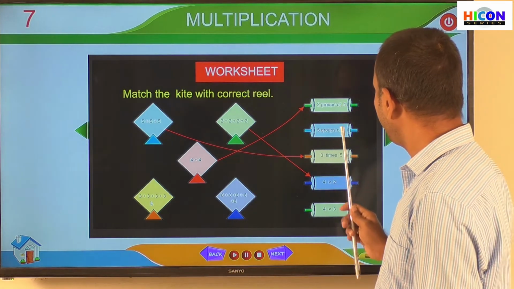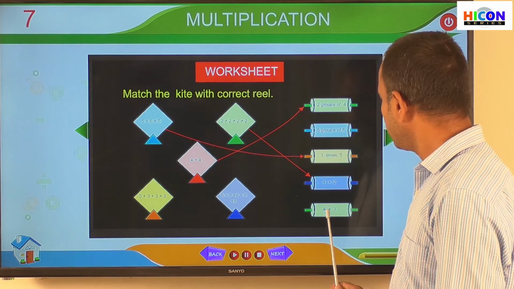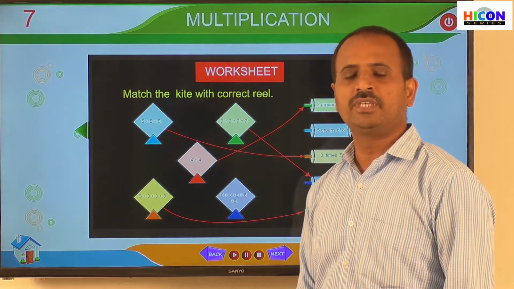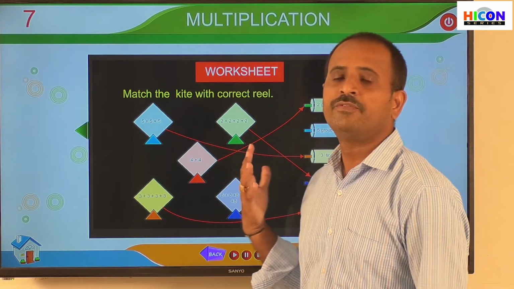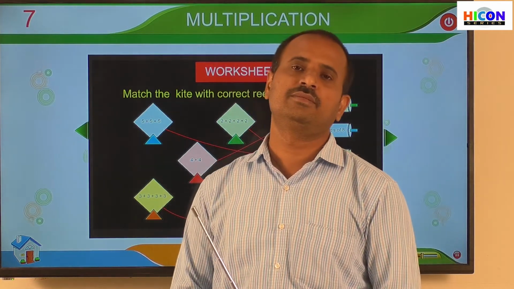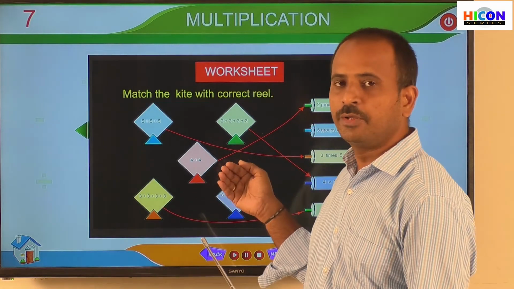So where is the real 4 into 3? Here is the real 4 into 3. So this is the correct real for the fourth kite. So children, in this way we can convert the repeated addition into multiplication. And this is the matching of the multiplication.